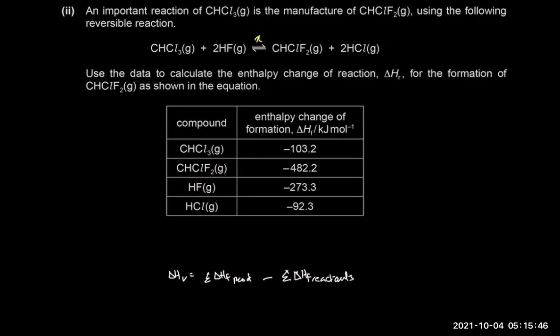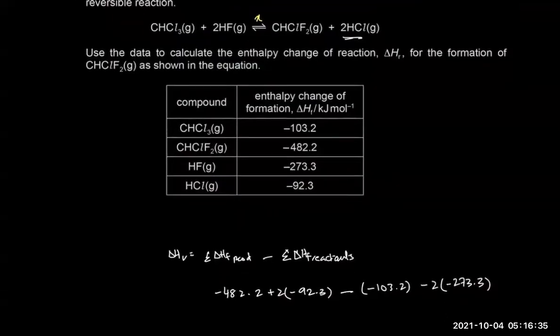अब products हमारे क्या हैं? CHClF2, which is minus 482.2, 2HCl, so we're gonna have 2 times minus 92.3, right? And then minus the formation of CHCl3, which is minus 103.2, and minus 2 times the formation of HF, so minus 2 times minus 273.3. So this comes out to minus 17.0 kilojoules per mole.